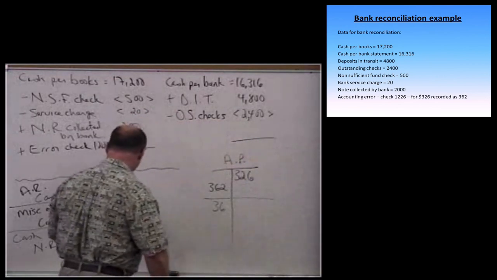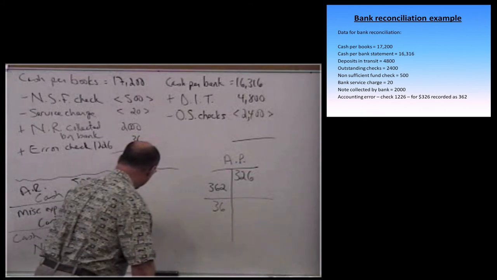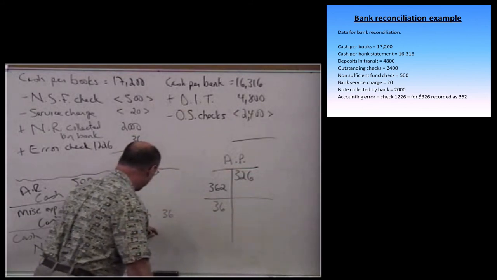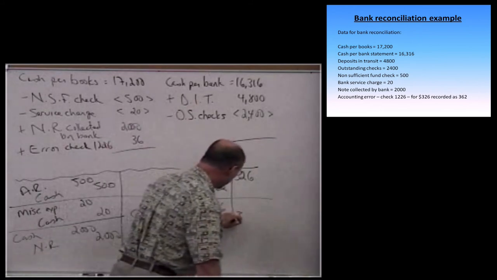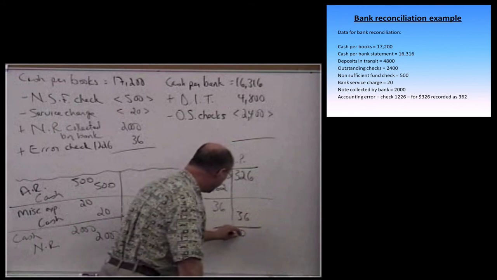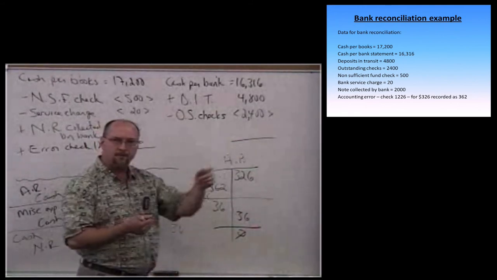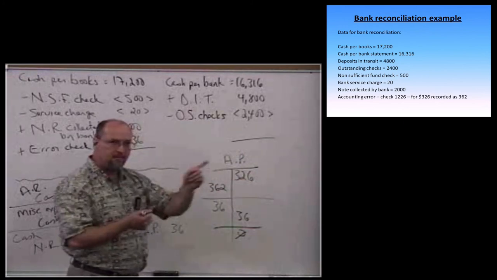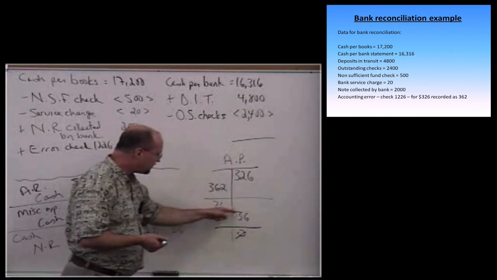Now, the journal entry, and I'm going to simply have to put it over here, debit cash for 36, credit accounts payable for 36. Notice that the credit to accounts payable will zero out accounts payable because we paid off the bill in full. We bought 326 worth of supplies, and we actually paid them 326. We simply recorded it wrong. So I'm fixing this error.